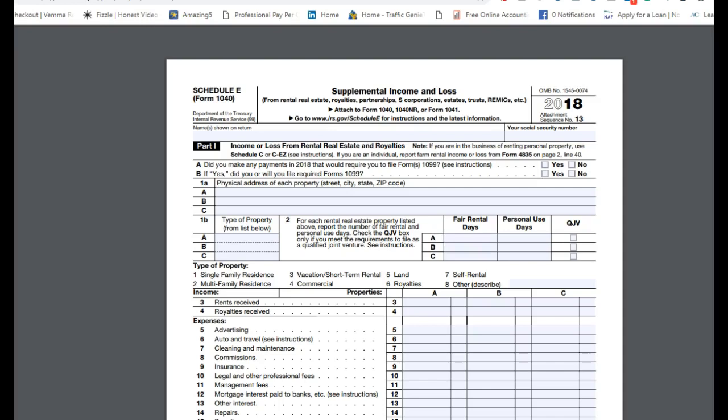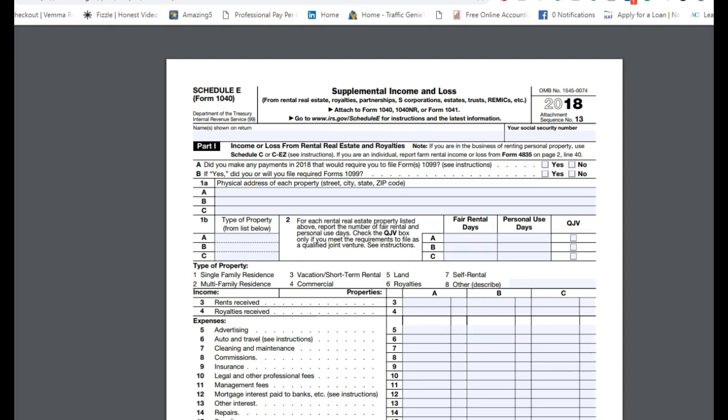The next line is cleaning and maintenance. So if you have someone who's taking care of the cleaning and maintenance for the properties you own, you're not doing it yourself, then that's an independent contractor who will get a 1099 for the work they did during the year. That applies to that situation. I'm not going to go through all these lines because a lot of stuff is not going to apply to the basic person who has property that they rent out to people.